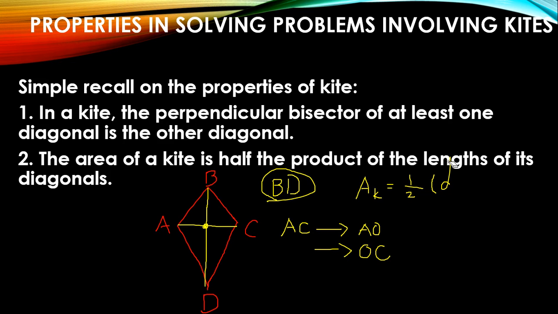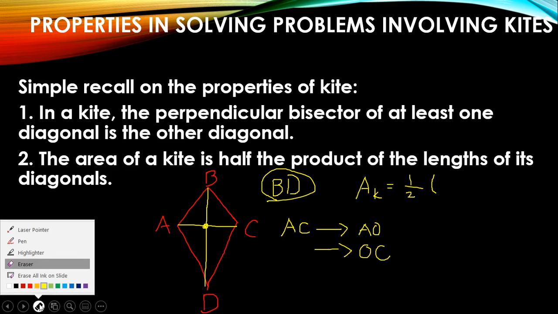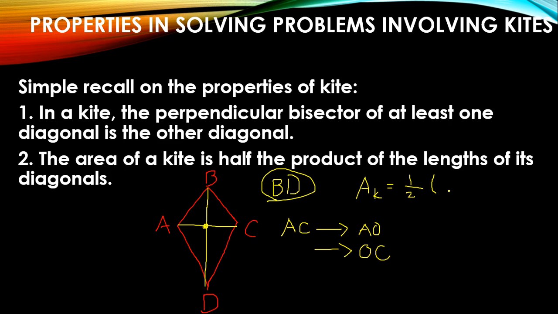So this is D sub 1, then times D sub 2. It's either of the two. Like for example, if your D1 is AC, then D2 is BD. Or you can have D1 which is BD and D2 is AC.